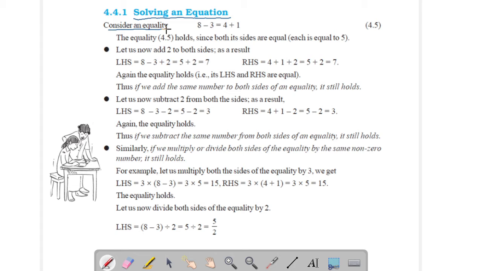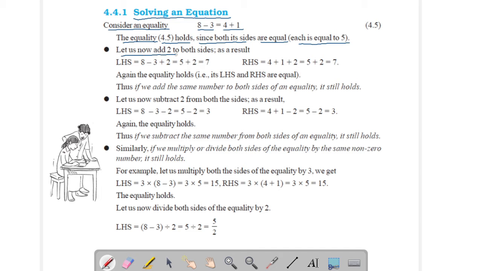Consider an equality 8 minus 3 equal to 4 plus 1. The equality holds since both its sides are equal. Each is equal to 5.